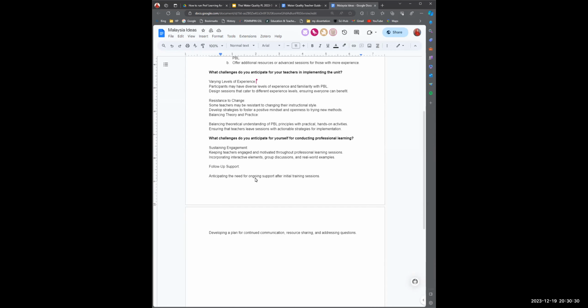We expect that our colleagues might need ongoing support throughout the initial phases in conducting PBL. So we need to develop a plan so that we can continuously communicate with each other and continuously share our resources, and perhaps towards the end of this professional development, we can develop different lesson studies so that many teachers from other schools can also benefit from what we have discussed throughout the professional development. That is all. Thank you.